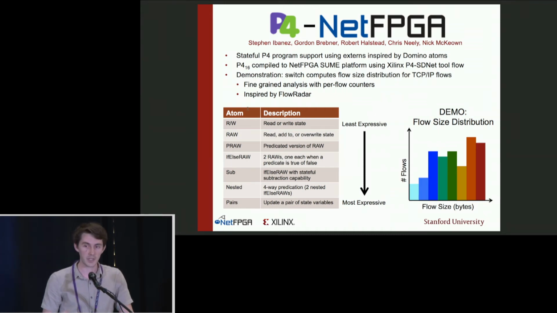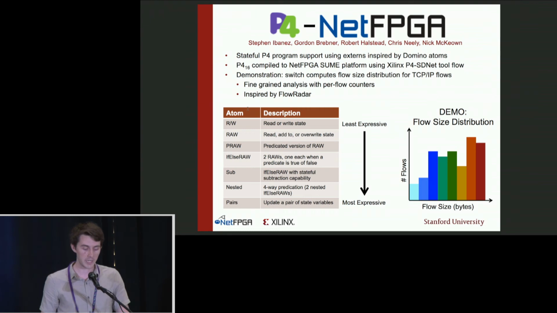What we've done is create a library of extern functions that implement the Domino atoms, which were proposed at SIGCOMM of last year. These atoms can be instantiated in P4 programs and then used to perform atomic operations on state stored in the switch.